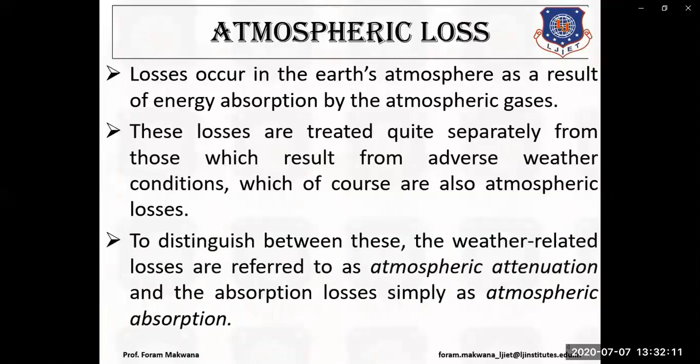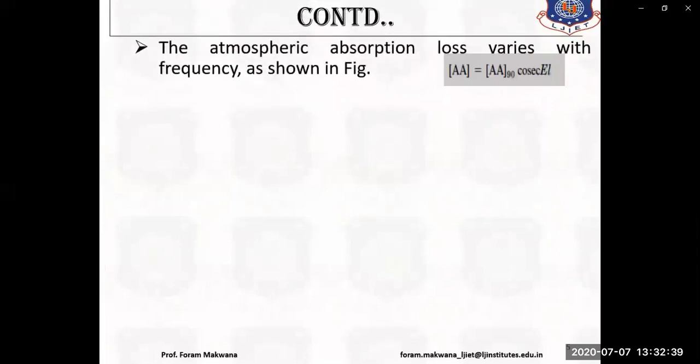atmospheric absorption. As a signal travels through different layers of atmosphere, a small amount of transmitting power is absorbed in the layers of atmosphere. So it causes the loss of my signal in the atmosphere. So it is called the atmospheric absorption, right? So how can it be represented in terms of an equation?